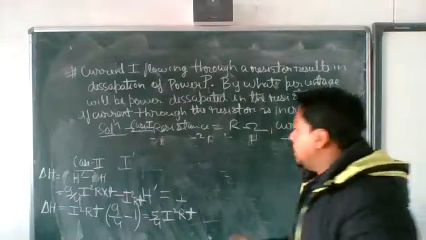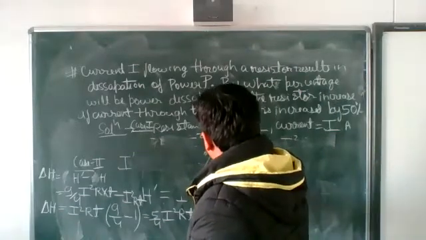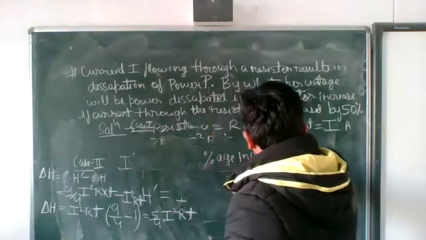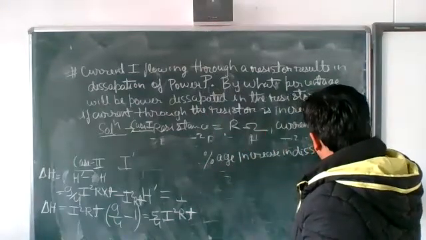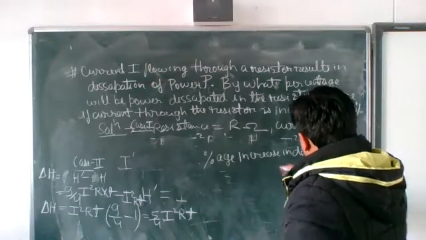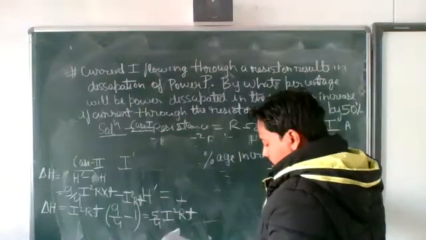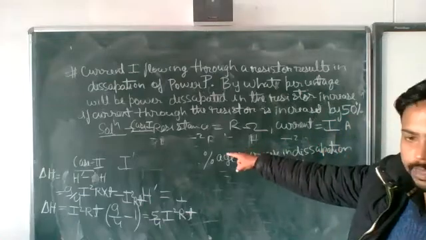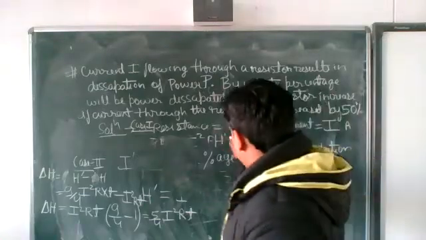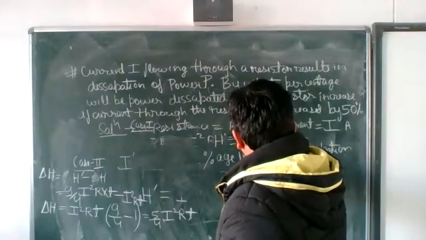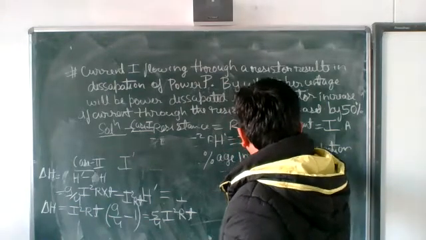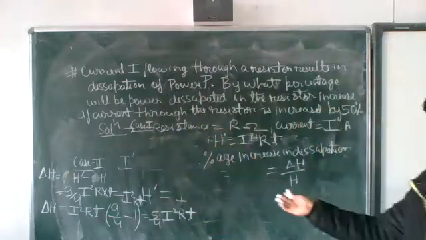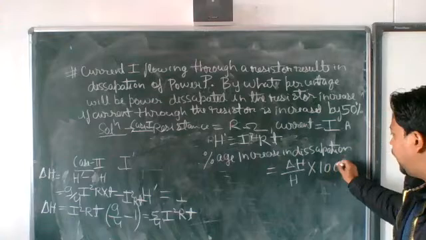What is the fractional increase? The percentage increase in dissipation will be delta H upon H, where H is what the body was generating initially, that is I square R into T. This much amount of heat the body was generating initially, when the current had not been increased by 50%. For percentage we divide by 100.